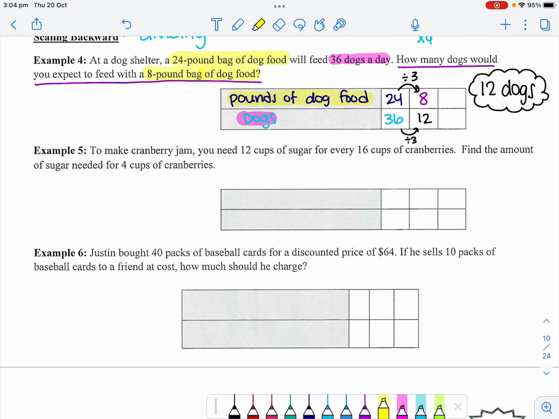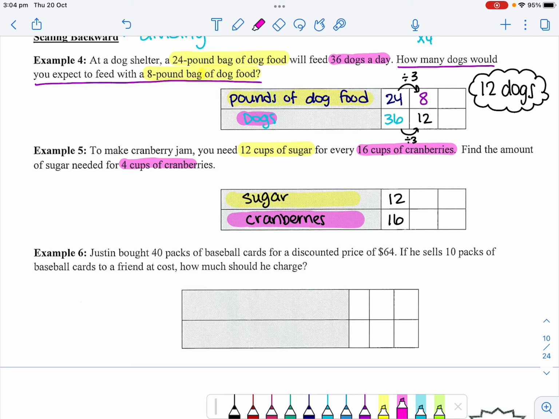Example 5 says, to make cranberry jam, you need 12 cups of sugar for every 16 cups of cranberries. So the yellow part of my table, I've been making the top, so I'm going to keep that consistent, and then I'm going to make the pink part the bottom. So I've got sugar and cranberries. So there's 12 cups of sugar for 16 cups of cranberries. Then it says, find the amount of sugar needed for 4 cups of cranberries.